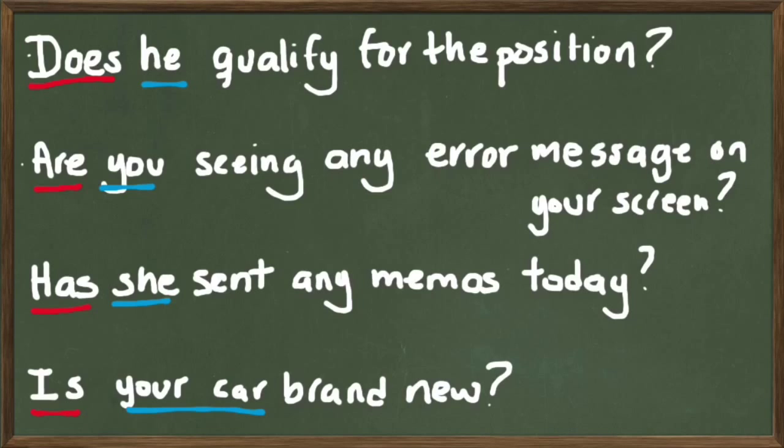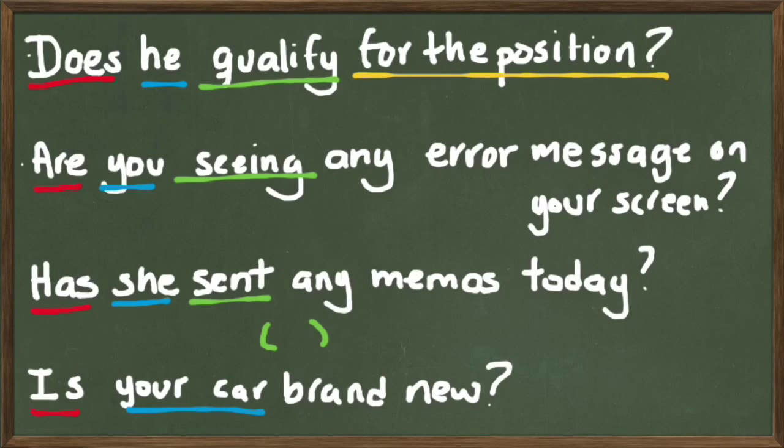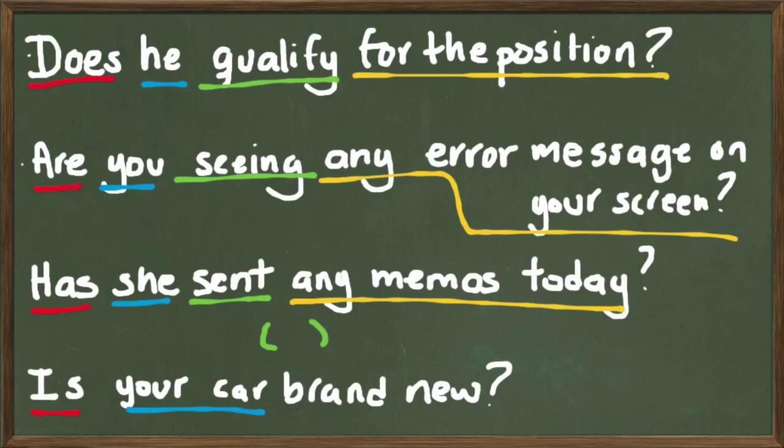So do we have a verb? Yes, we do, in different forms, by the way. Qualify, simple form. Seeing, ing form. Sent, past participle form. And in this case, since we're talking about a description, we do not have a verb. Do we have a complement? For the position, yes. Any error message on your screen? Yes. Any memos today? Yes. And brand new? Yes. Alright, let's move on to the next one.